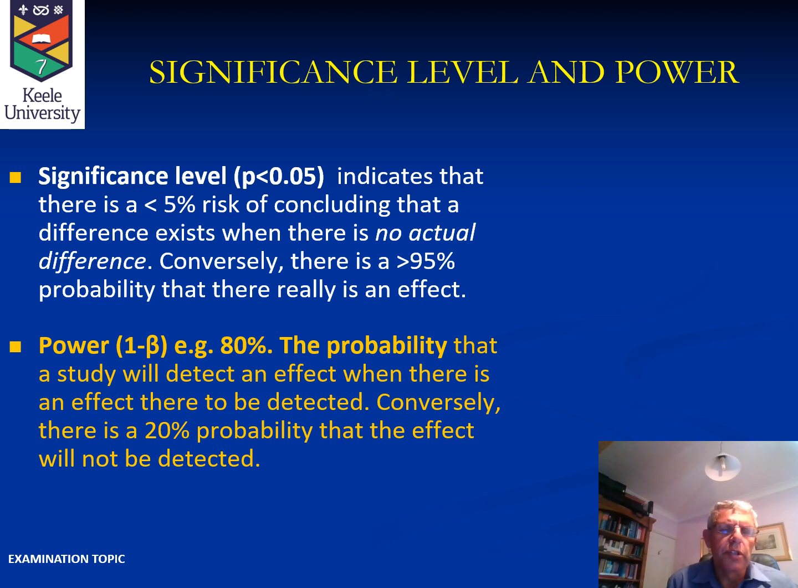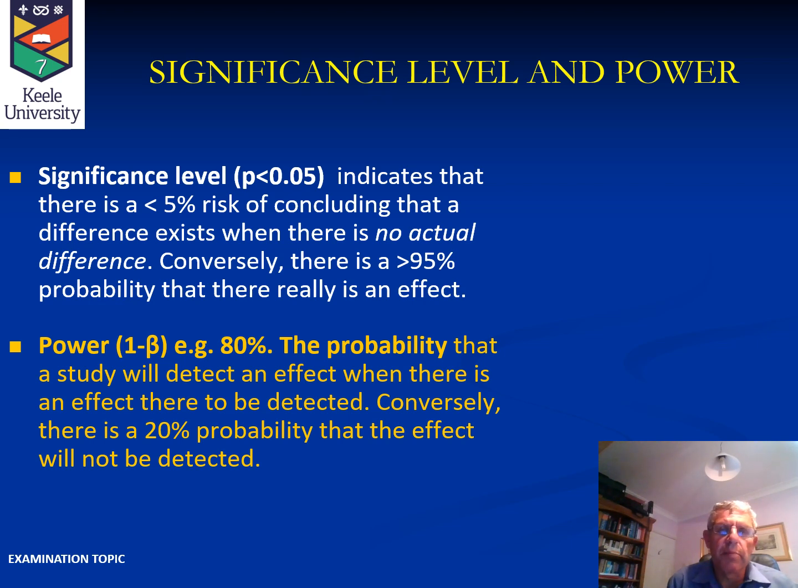Significance level is usually set at a particular level, in this case p less than 0.05. What does that figure represent? That figure would mean there is a less than 5% risk of concluding that there is a difference, when actually in the real world there is no actual difference. Conversely, there is a more than 95% chance of saying that there really is an effect, and there really is an effect in the world.